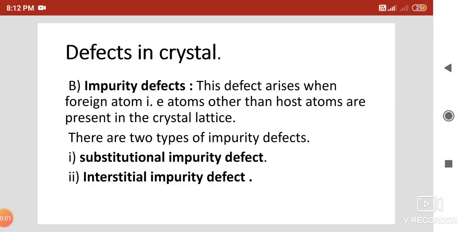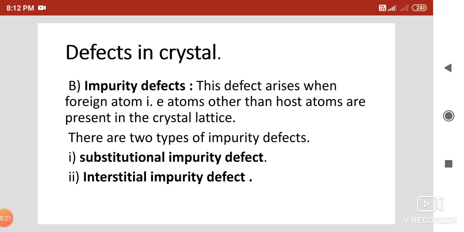Hello students, as you know, we have started the defects in crystals. We have finished the first type of the point defect, that is the stoichiometric defect. Today we are going to start with the second point defect, that is the impurity defect.